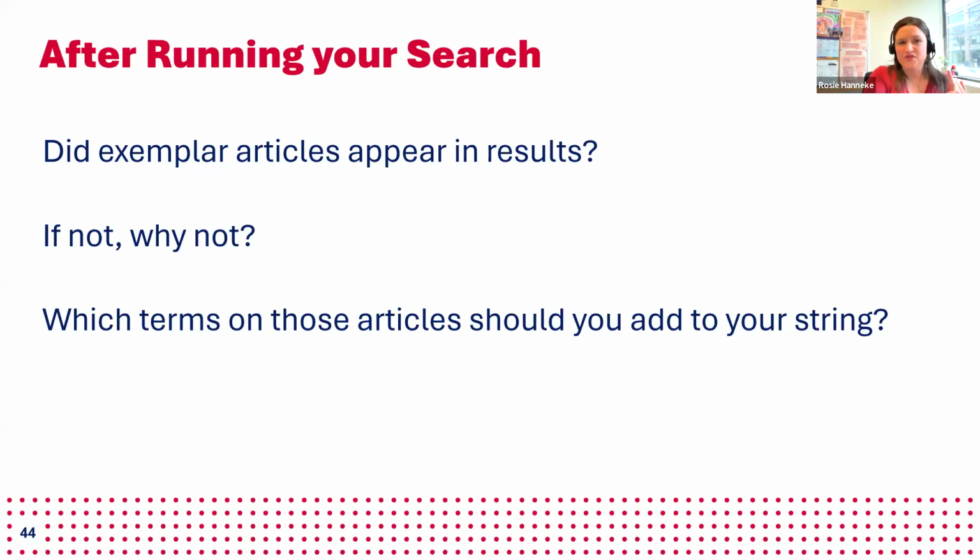So I'm going to check, first of all, are these articles in PubMed? If so, they should appear in my search. If not, why not? What are the terms in that article that I don't have that I need to add into my search to bring in those exemplar articles? So again, the librarians are happy to help you if you want help walking through how to do that.